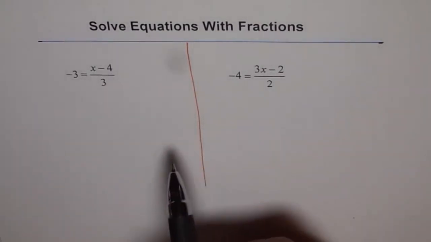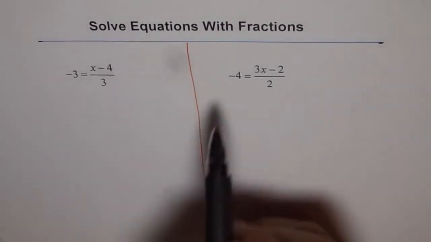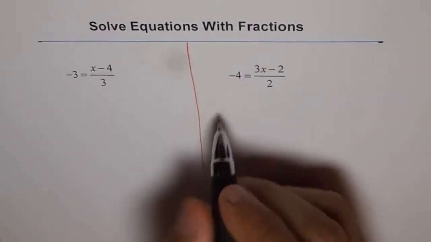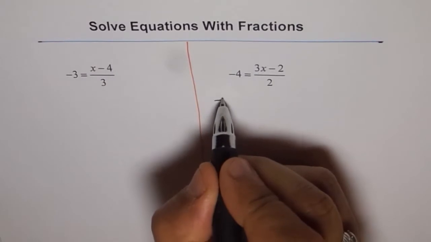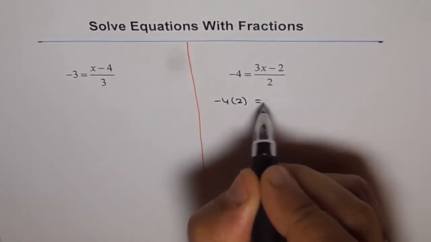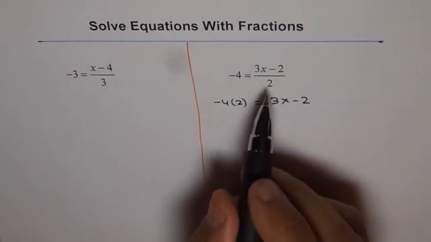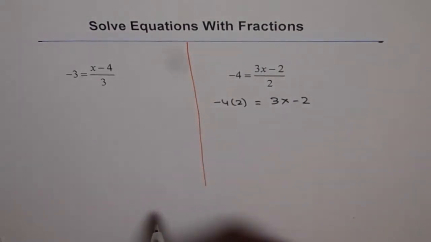Now this is like fractions, correct? So what you can do is cross multiply. Think like this, that this is over 1. So if we cross multiply, what do we get? We get minus 4 times 2 equals 3x minus 2. And this is what we get by cross multiplying. I hope you understand the process. Cross multiply. If not, let me explain in some more detail.